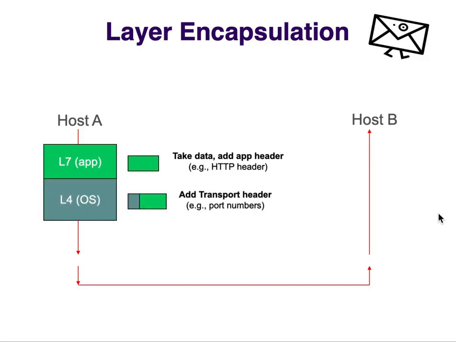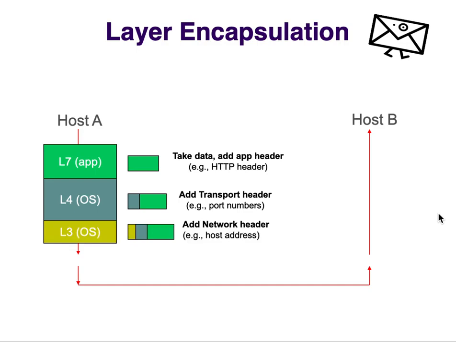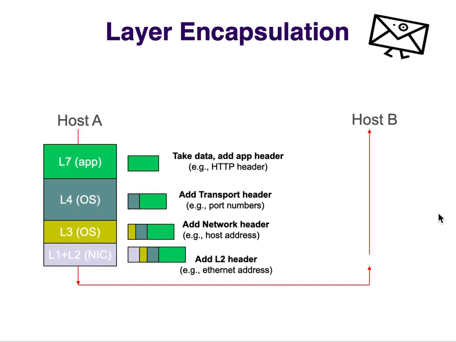You'll then hand it down to your layer 4 implementation, or TCP. TCP is going to put its own TCP header on top in addition to that HTTP header. And then pass it down to the IP layer, or L3, which is going to put an IP header on top. Okay, and down to the L1, L2, which is your data link layer, and getting the bits out on the wire.